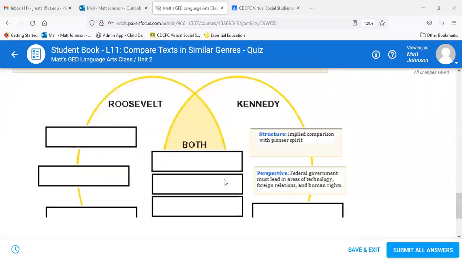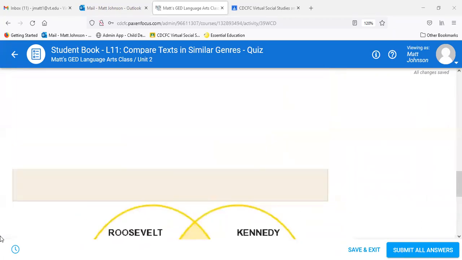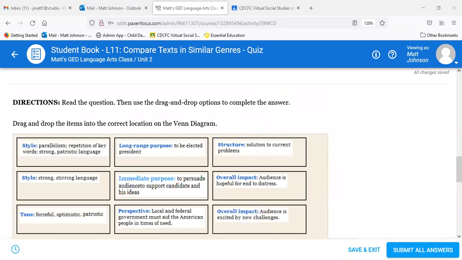Federal government must lead in areas of technology, foreign relations, human rights. And looking at the next one: parallelism, repetition of key words, strong patriotic language. Roosevelt, Kennedy, or both?